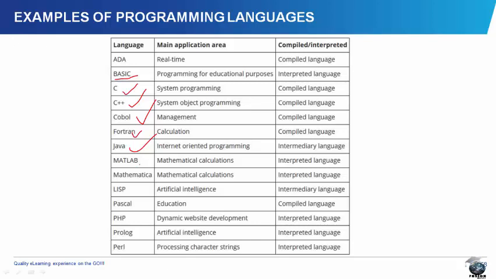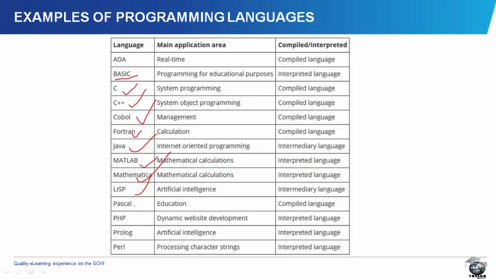We also have MATLAB, which is used for mathematical calculations. This is also an interpreted language, just like BASIC. We have Mathematica, which is a mathematical calculations language like MATLAB, and like it is also interpreted. We have Lisp, which is mainly meant for AI, that is, artificial intelligence. It is an intermediary language.